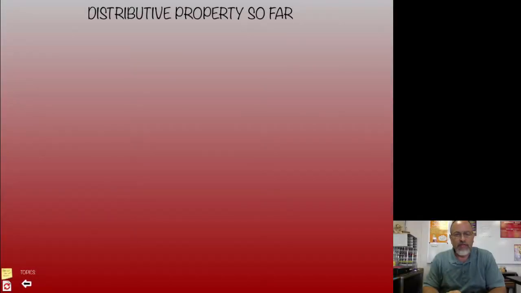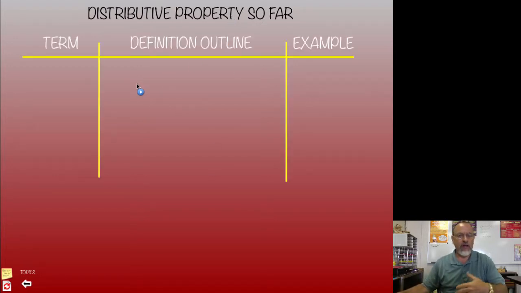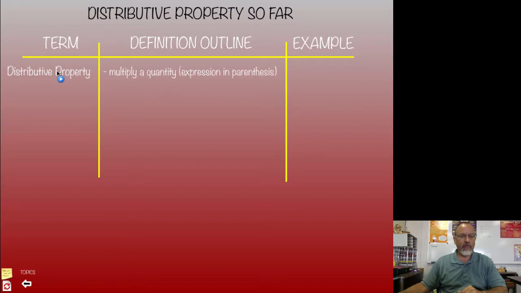Algebra Chapter 1, Lesson 5, and we're looking at the distributive property. Before we take our next step, I just want to review quickly some of the things that we've looked at so far so you can begin to see how extremely important this property is. The distributive property allows us to take a number that's outside the expression and multiply the terms inside. So we can multiply a quantity or a parentheses by a number that's outside.